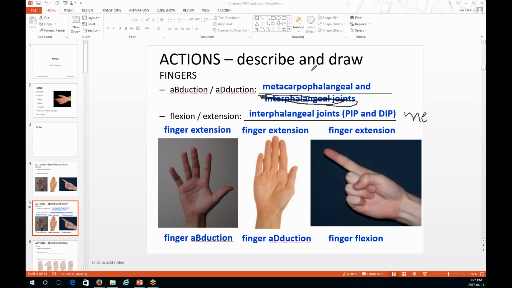So also write this one, metacarpophalangeal, down there. Both. Leave it there with abduction and adduction, but write it again for flexion extension, because you do get some flexion extension happening right here. But that's also where your abduction and adduction comes from. Good. All right.